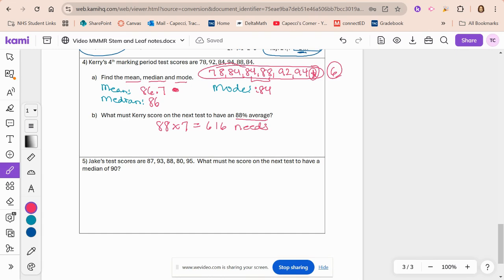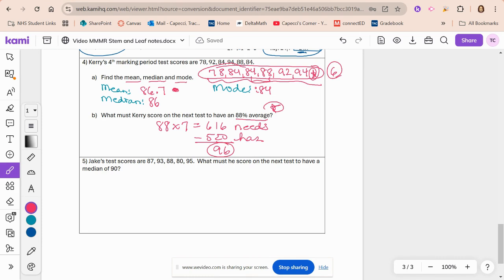Okay, let's figure out what she has. So you're going to add all these values up in all her previous tests. And she has 520. So this is what she has. When I subtract them, that's what she needs on the next test. She needs a 96 in order to get her 88% average.